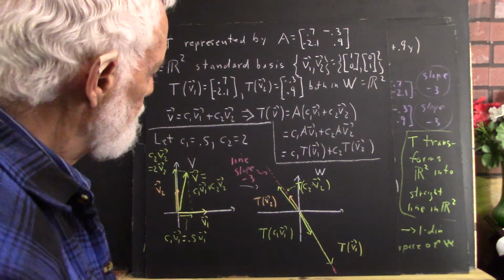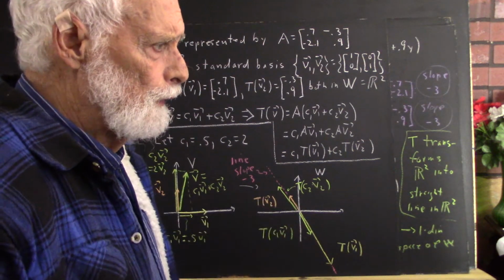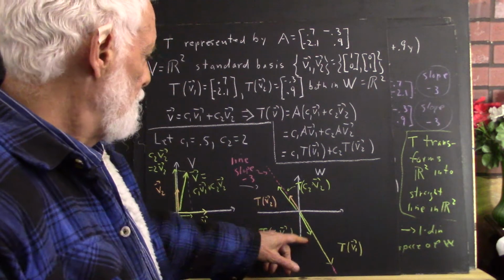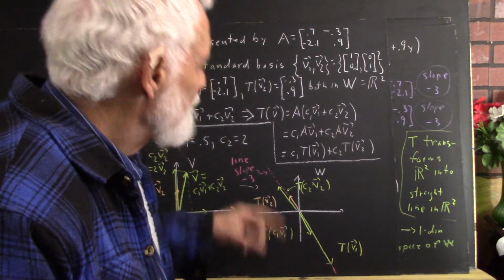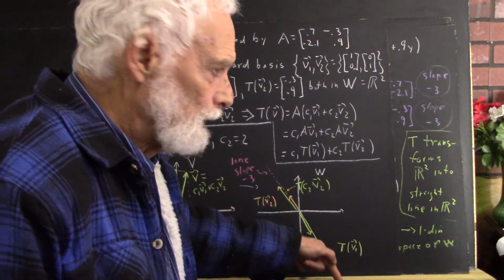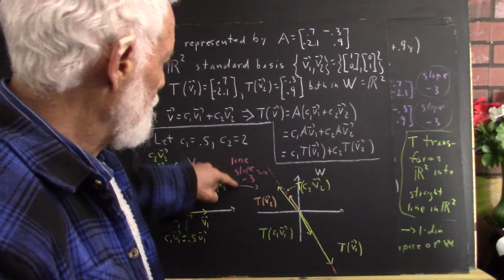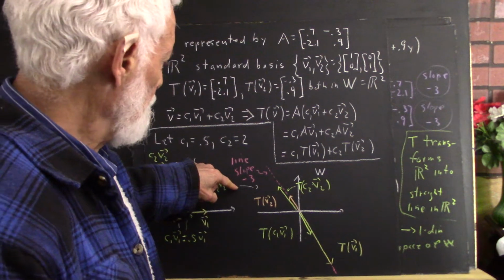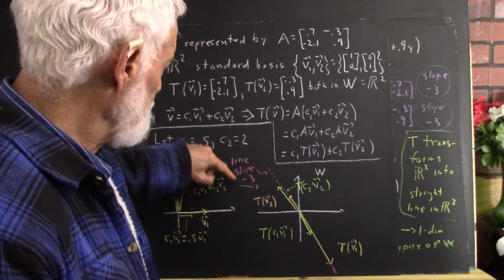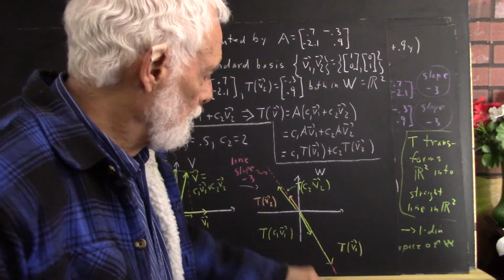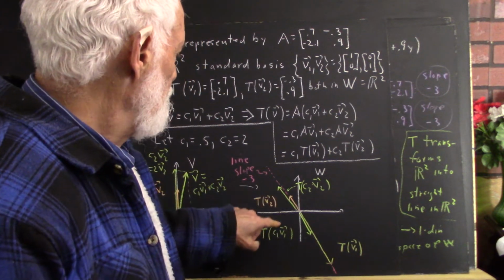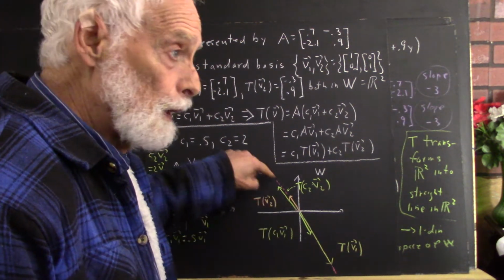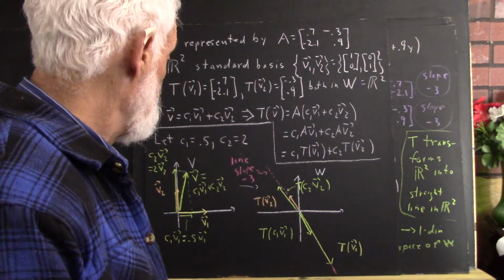And what we get if we add these two vectors is, well, C1 V1 has to be along this straight line. Now I've indicated again the line of slope -3. I think I mentioned that before, but here's a line of slope -3. T1 V1 and T2 V2 both lie on this line.